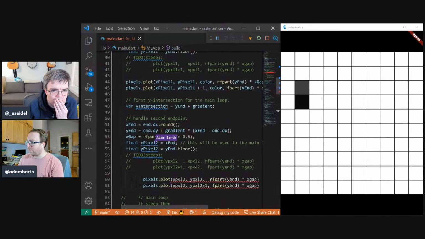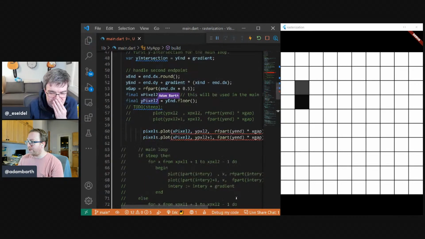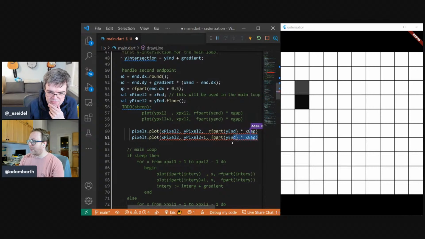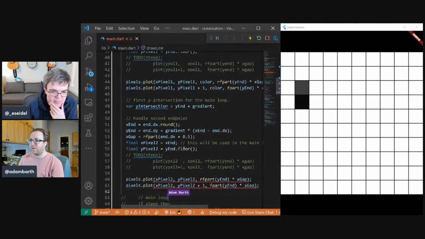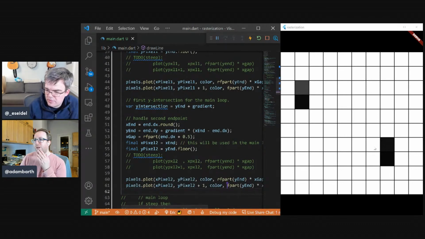Correctly hydrate the vowels. X pixel 2, pixel 2, and the gap. Okay, what do we do? Pass the color. Okay, so now we should see the endpoint appear. Boom. Yep.